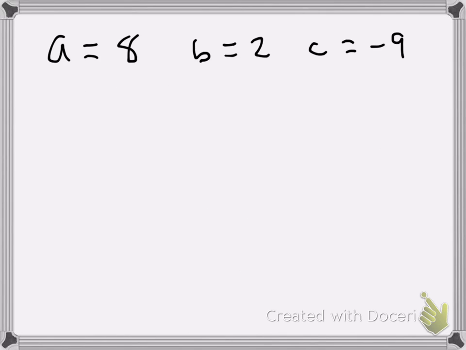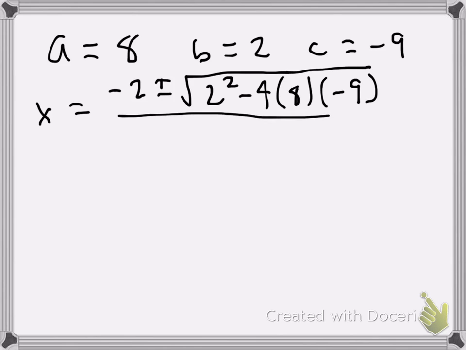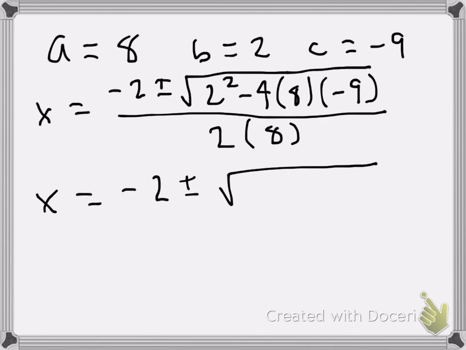All right, so let's start to plug this in now to our formula. So we want to start with the opposite of b. Since b is positive 2, I'm going to start with a -2, plus or minus the square root of b squared minus 4 times a times c, all over 2a. Okay, some work to do inside the radical there, so we'll simplify. 2 squared is 4.